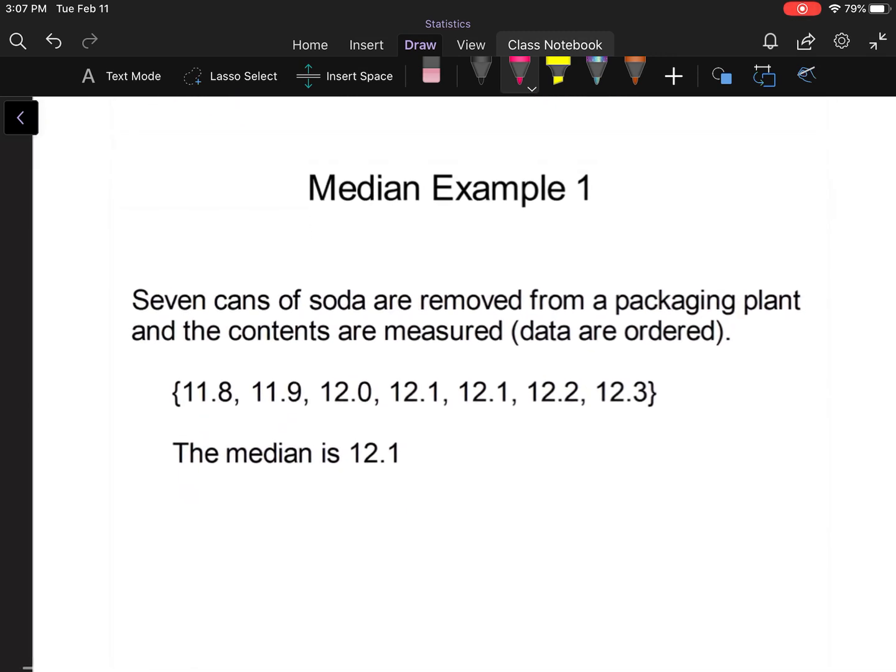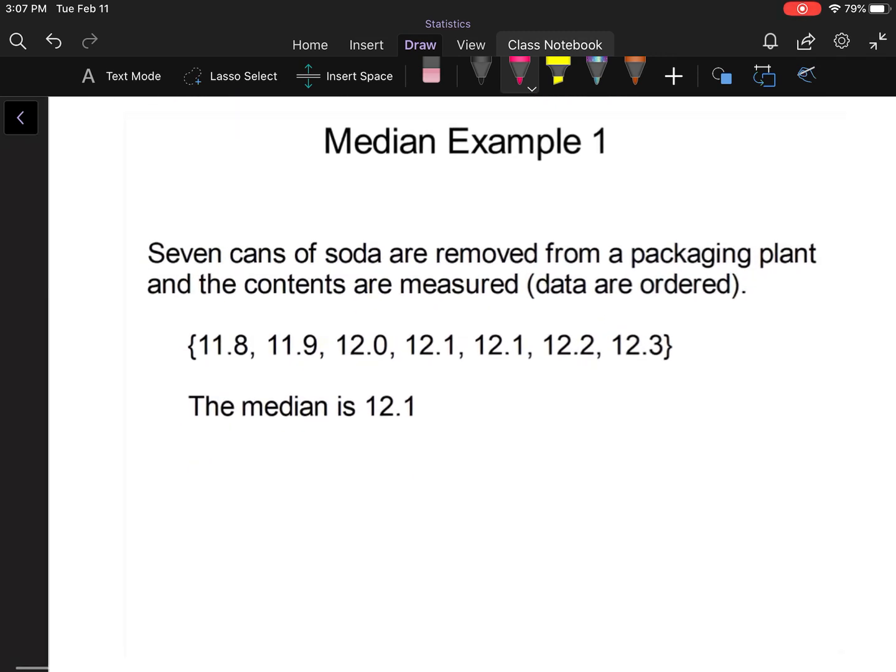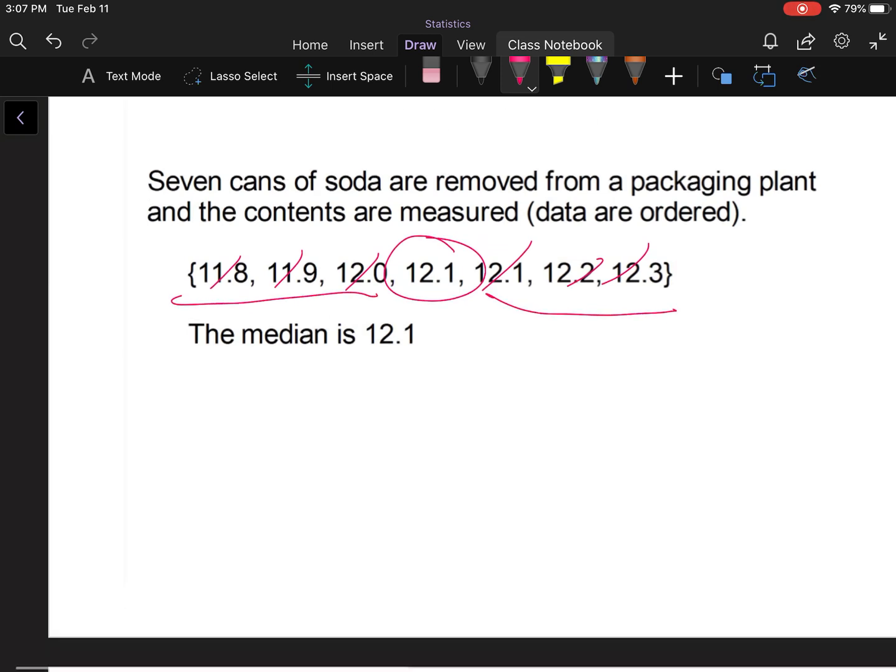Okay, so here we go. Here's a set. 7 cans of soda removed from a packaging plant contain the following measurements. It's already in order, but take away here, and I kind of work my way down to the middle. And because it's an odd set, that 12.1 is my median. So I've got 3 numbers below, 3 numbers above.